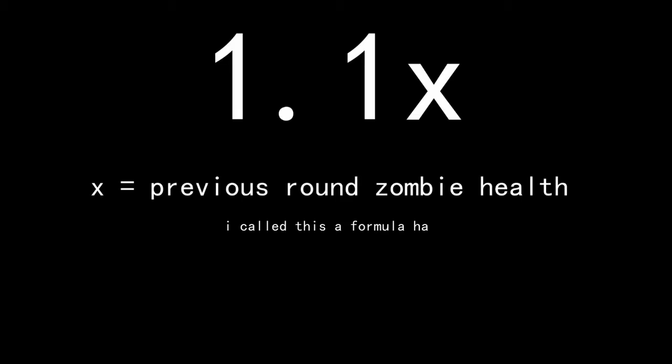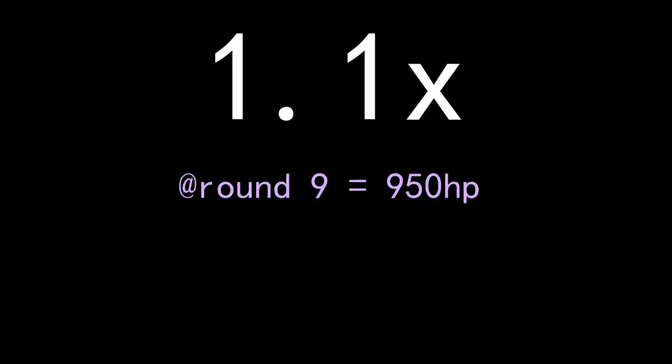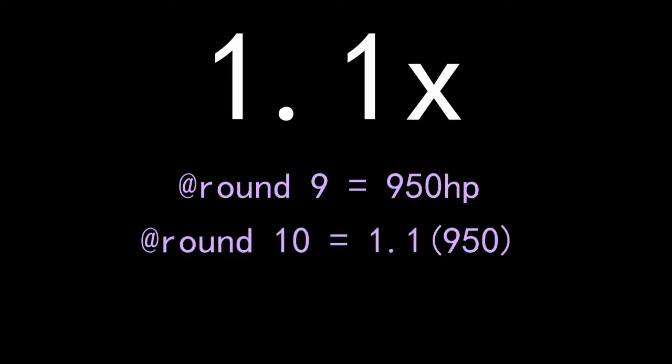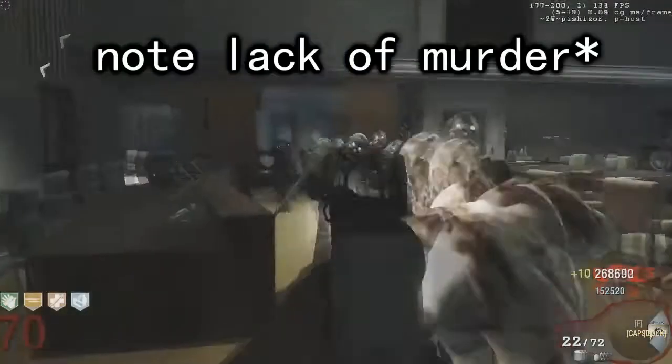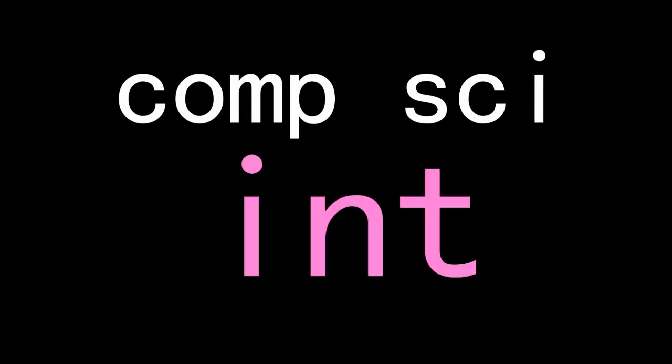This formula is put into effect at round 9, at which point their health is 950 HP, is what we'll call it. So going to round 10 from 9, multiply 950 by 1.1 and get 1045, that's the amount of health on round 10. So they get stronger and stronger until the point where pretty much no weapon can kill them anymore, until their health breaks. For those of you that took the computer science course here, you're probably familiar with this. This is an int. Kind of the first thing we were taught ever.